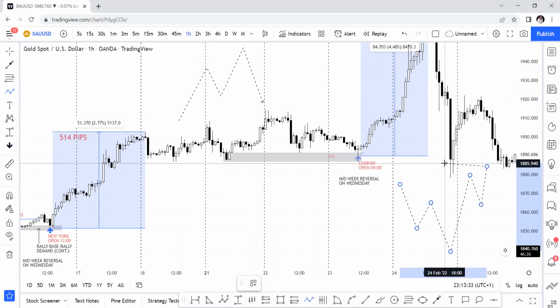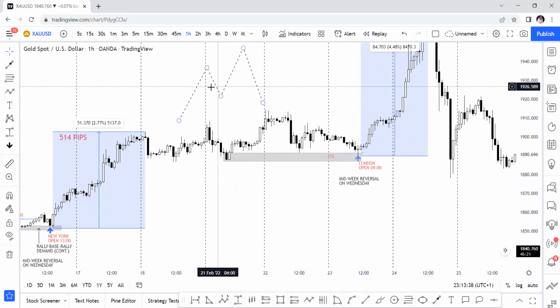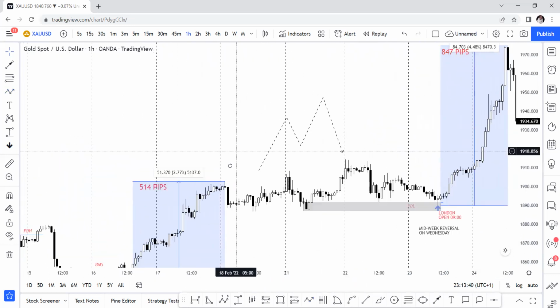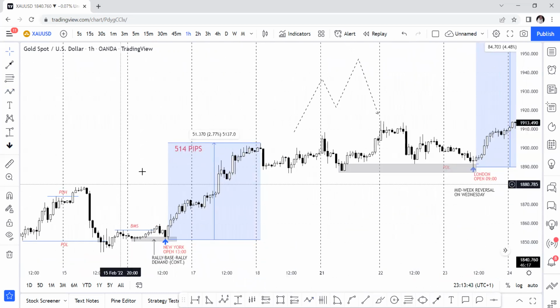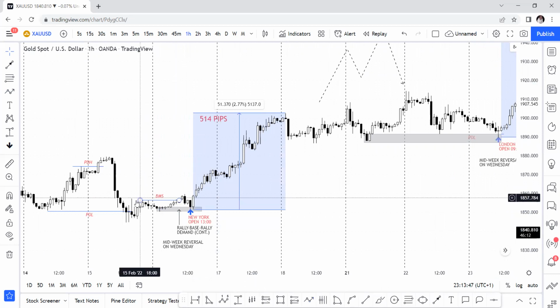You wait for confirmation there. So that is that for that. Then you have almost about 847 pips, right? Then here on the 16th of February, the same thing happened here.